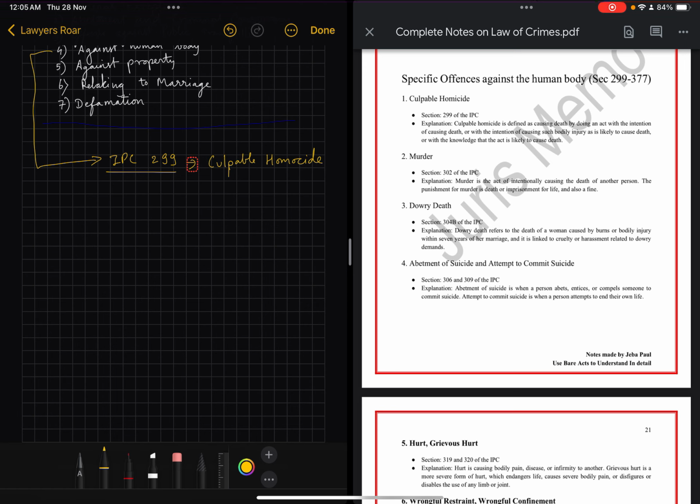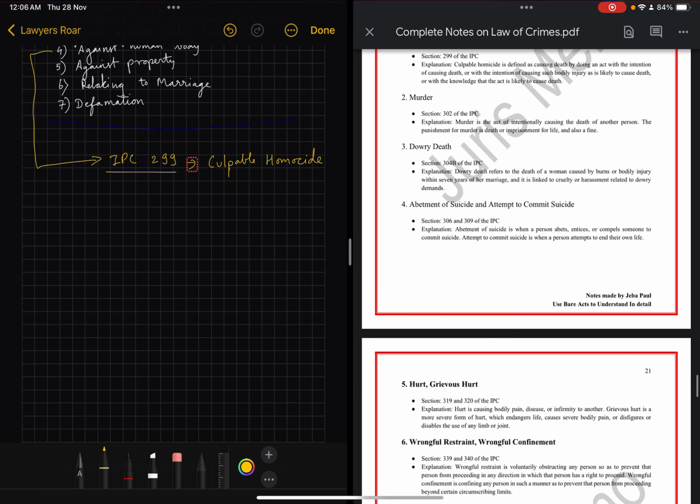A culpable homicide is defined as causing death by doing an act with the intention of causing death, or with the intention of causing such bodily injury as is likely to cause death, or with the knowledge that the act is likely to cause death. Something like, you know that this act which I am going to do is going to kill a person, that is called culpable homicide.